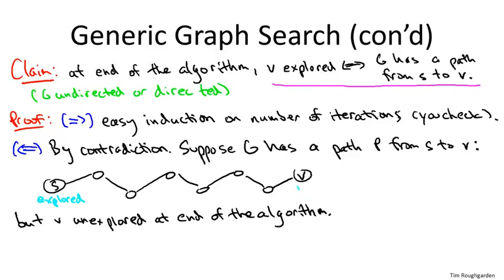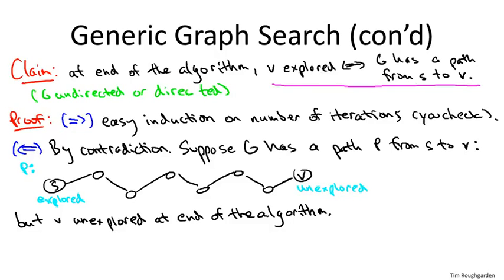So now imagine we, just in our heads, as a thought experiment, traverse this path P. We start at S and we know it's explored. We go to the next vertex. It may or may not have been explored. We're not sure. We go to the third vertex again. Who knows? Might be explored, might be unexplored, and so on. But by the time we get to V, we know it's unexplored. So we start at S, it's been explored. We get to V, it's been unexplored.